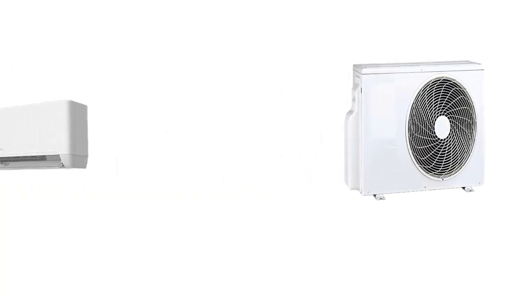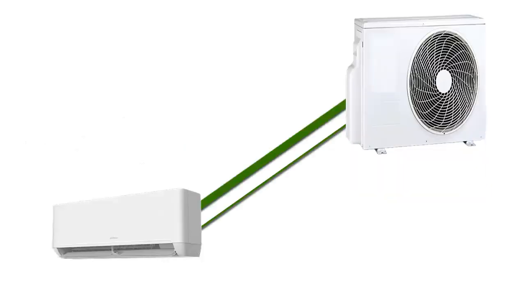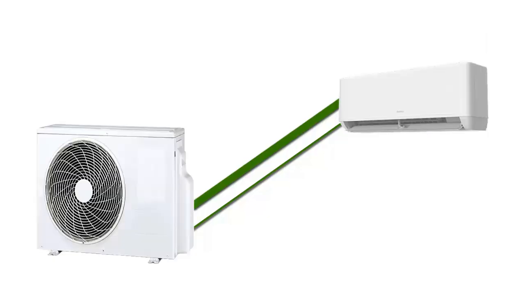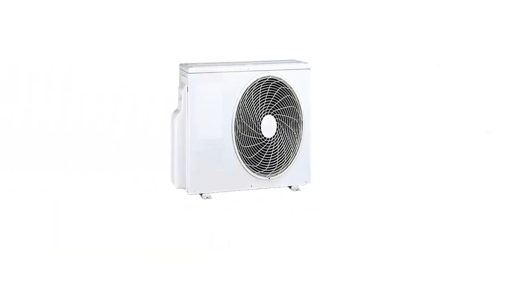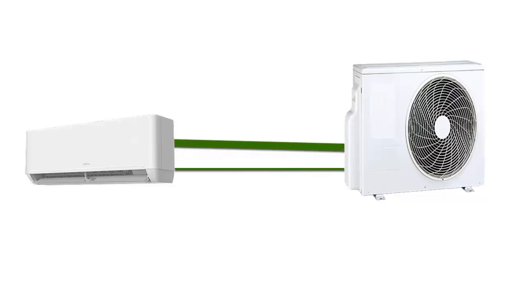In this video, we will discuss recommendations for selecting the best location for the indoor and outdoor units of a split air conditioner. Let's start by mentioning that there are basically three types of configurations. Option 1. Indoor unit at the same level as the outdoor unit.